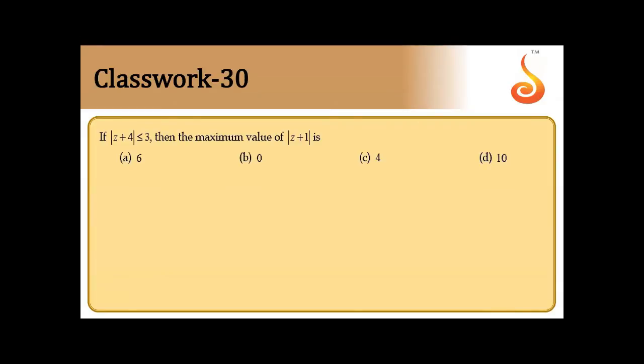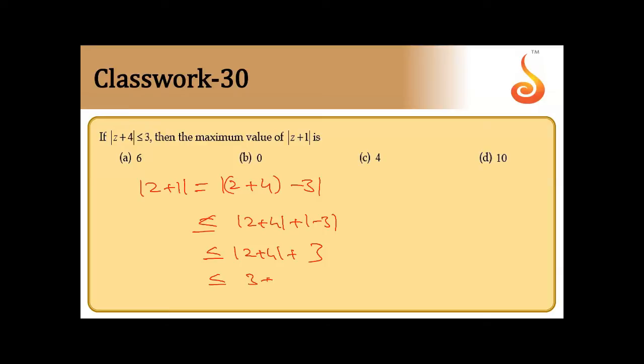Now this question, I think we did yesterday. They ask only for the maximum value. Yes, yesterday we did the same question. So here mod z plus 1, you can write as modulus of z plus 4 minus 3, which is less than or equal to mod z plus 4 plus modulus of minus 3, that is mod z plus 4 plus 3, less than or equal to 3 plus 3, which is 6. So here is the right answer. This question we did yesterday.